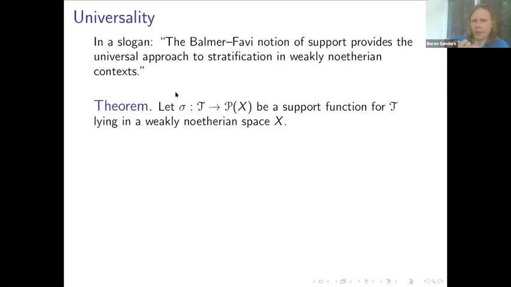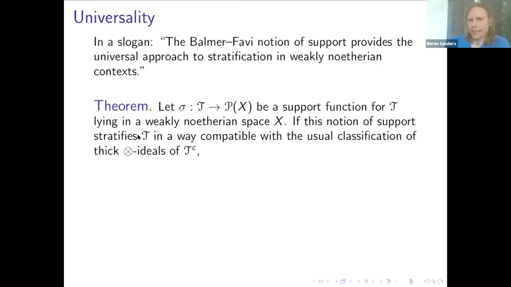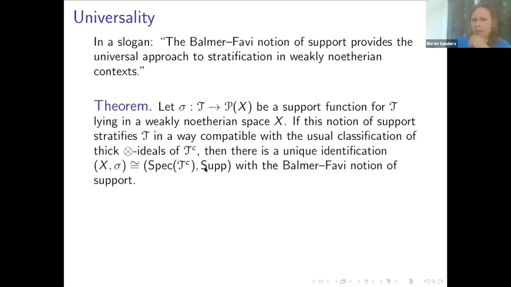More precisely, we have the following theorem. Suppose we have a notion of support for the objects of our category, which lies in a weakly Noetherian space. So suppose we have an assignment of a subset of this space to every object of our category, and suppose this assignment satisfies some very mild hypotheses. If this notion of support stratifies the category, meaning it classifies the localizing tensor ideals, showing that the localizing tensor ideals correspond to the arbitrary subsets of the space X, in a way that is compatible with the usual classification of thick tensor ideals of compact objects, then there's a unique identification with the Balmer-Favi notion of support. Your space is homeomorphic to the Balmer spectrum of compact objects, and your notion of support is, under that identification, the Balmer-Favi notion of support.